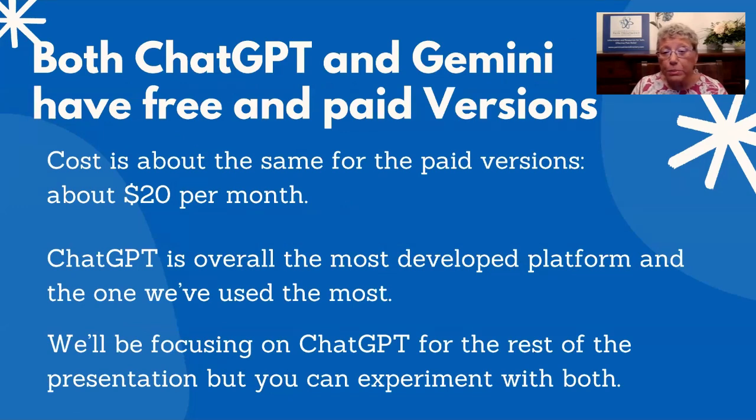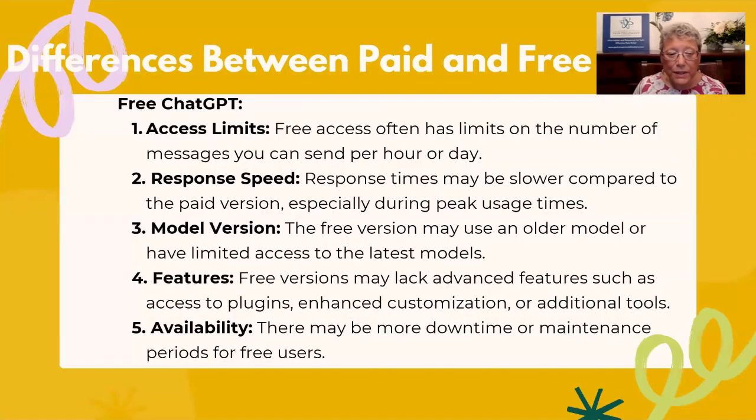So both ChatGPT and Gemini have both free and paid versions. The cost for the paid one is about $20 per month. And I have a paid one for the directory because, you know, there are some features that I really like that are only accessible by paying them. And I think $20 a month, if you use it a lot, is worth it.